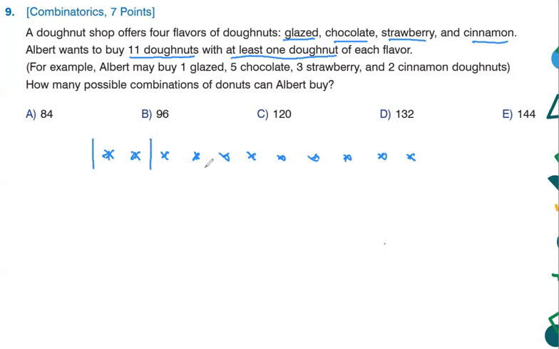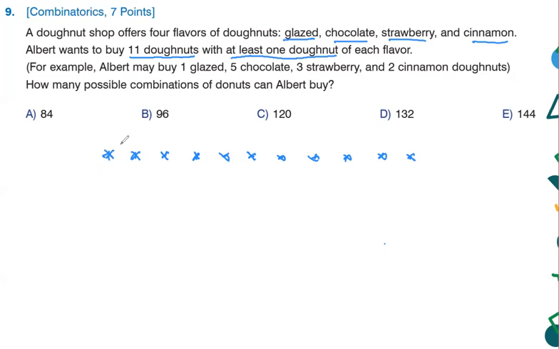Like if I have 3 dividers this way, then for the last type, let's say this is chocolate, we have 1, 2, 3, 4, 5, 6. We will have, let's say, 6 chocolate, 3 glaze, and 2 strawberry, but there's nothing for the last flavor, which is why we cannot place the divider outside of the last star. So we have to be careful if you need at least 1.